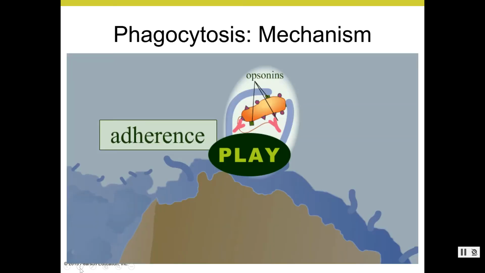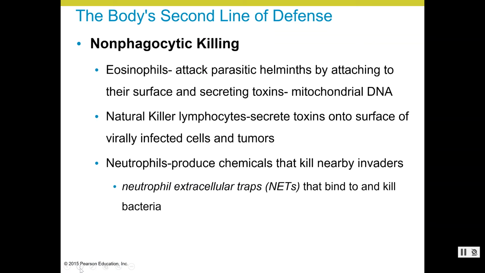I will also post this video so that you can watch that as well, because it's nice to see things in action. But not all microorganisms are capable of being phagocytized. What if you are being attacked by parasitic worms? So you've got worms in your system which are much bigger than cells, and your cells can't eat them up, can't phagocytize them. So some of these cells have non-phagocytic ways of killing.